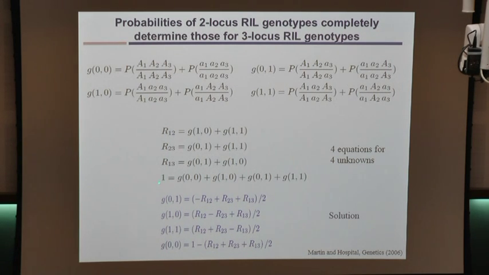You can convince yourself, and then you can write 3 equations based on that, and you have this sum of the probability equal to 1, and that gives you very simply the solution for each of these 4 unknowns. Okay, so you can solve it. So basically the main point is that if you know the 2 locus probabilities, that is R12, R23, R13 from the Haldane formula, you can directly use a simple extension and compute the 3 locus RIL probabilities. Okay, that was also shown.